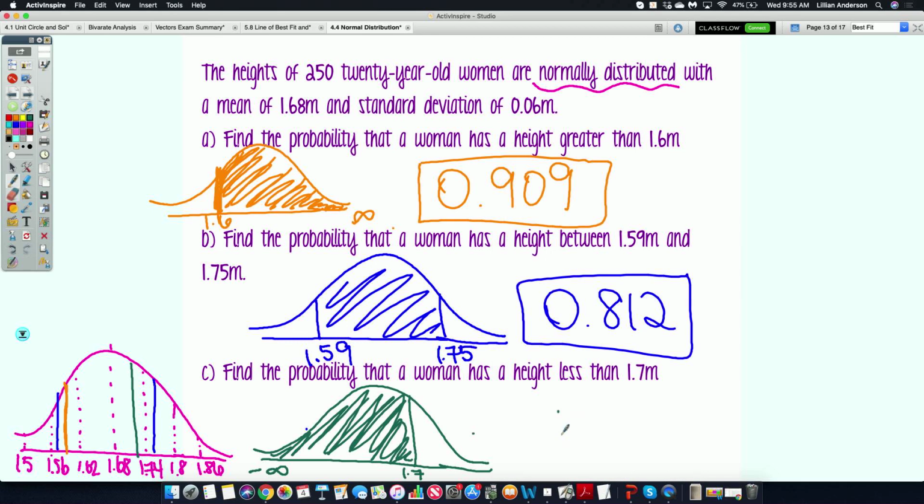Did everybody get that? The more you do it, the quicker you get with it. But that is how you use your calculator to find your different probabilities. Questions?